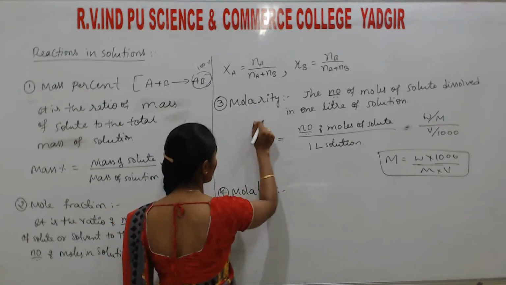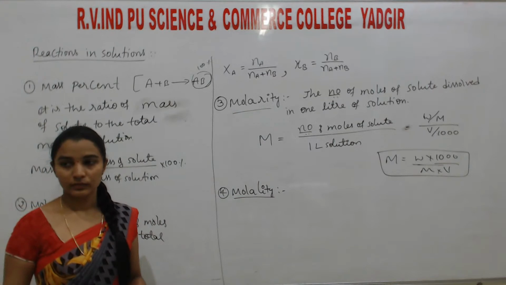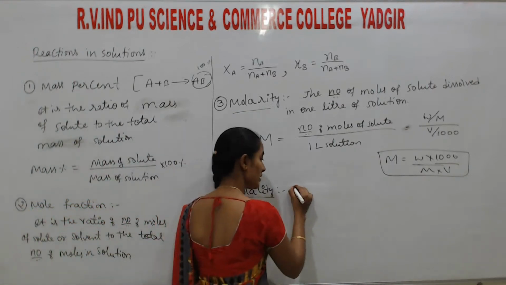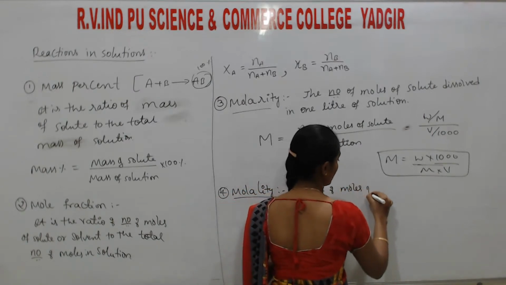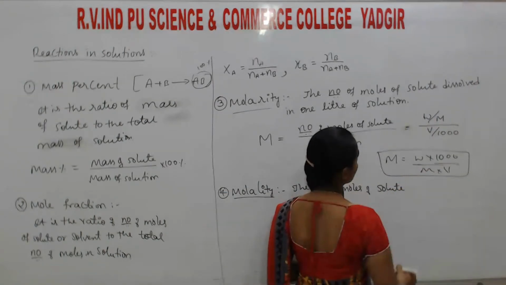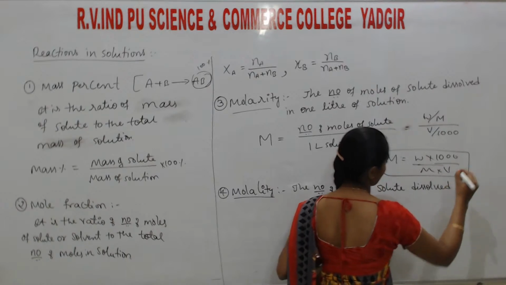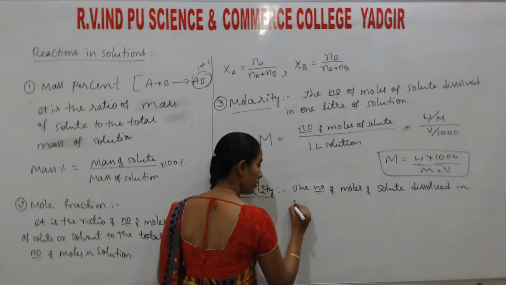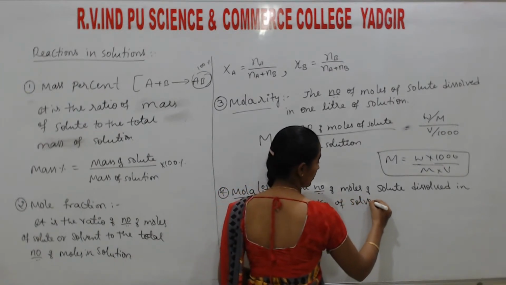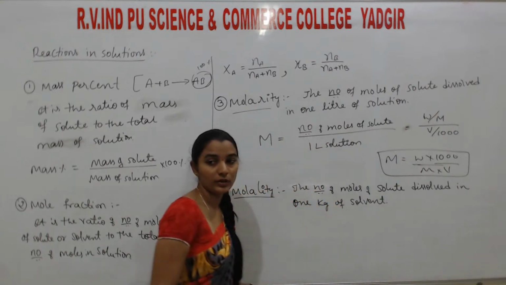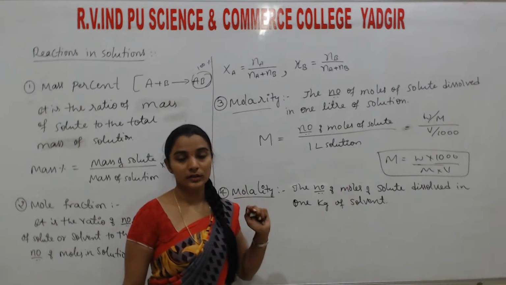This is a very important comparison between molarity and molality. Here, the number of moles of solute dissolved in 1 kg of solvent. 1 kg of solvent. It is not compared with the solution. It is 1 kg of solvent.